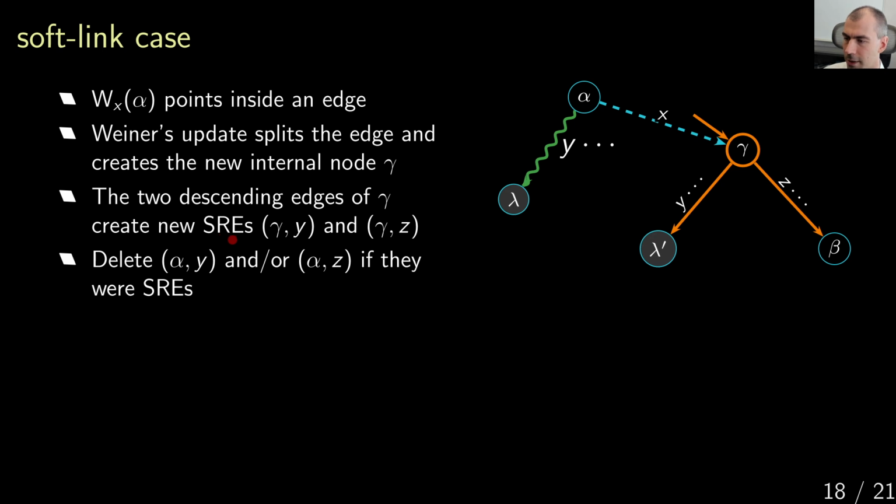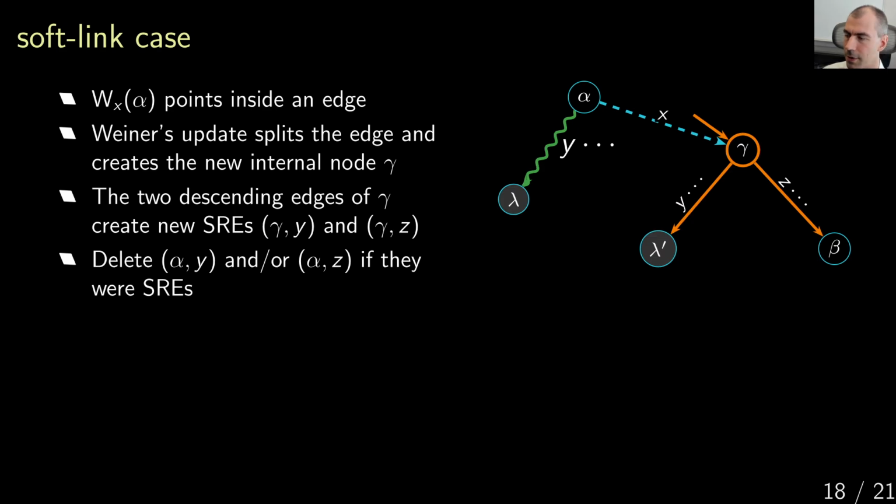And similarly, like before, we have to delete alpha y, or if it exists, the SRE y alpha z, because we can now prepend the X, and then we get a longer SRE. Okay, and those are all the cases we need for maintaining the SREs.